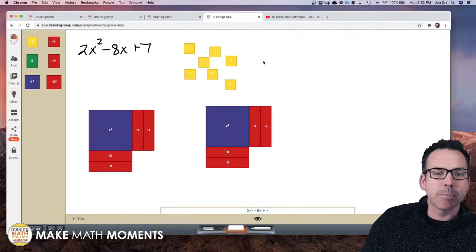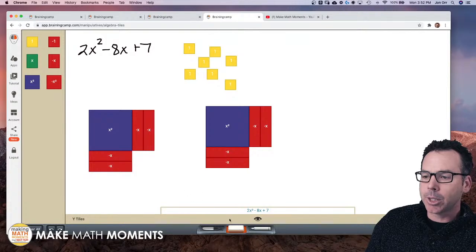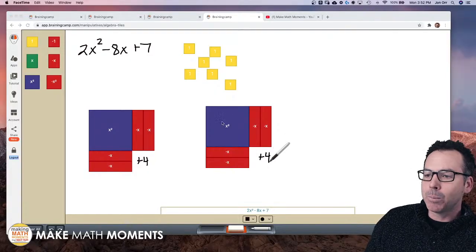So it's like, boom, I've just made 2x squared, 2 squares that are identical. Well, I could start filling these in, but I'm not going to have enough. So let's just complete the square on each. Well, I need 4 here, and I need 4 here. That's going to help complete my square.